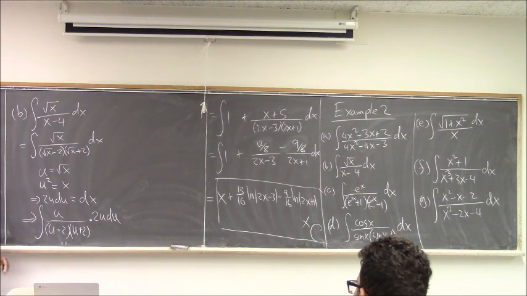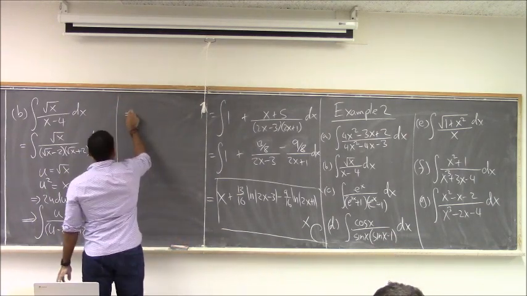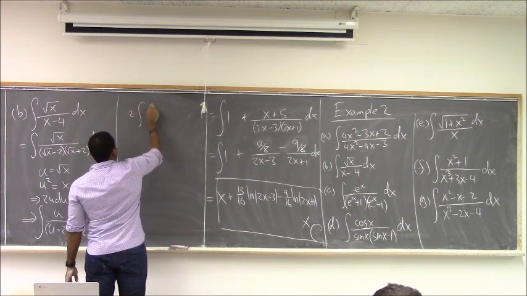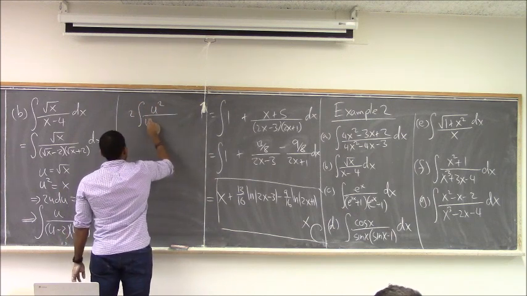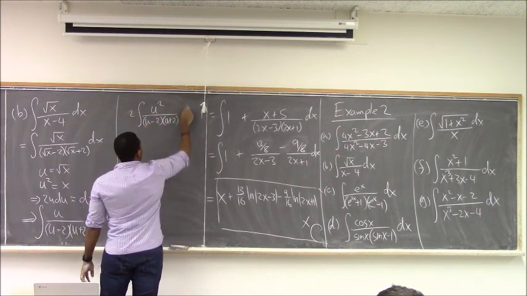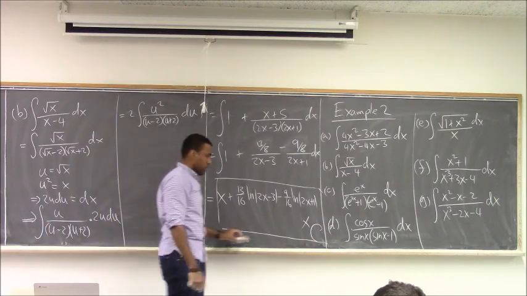So substitution. So what happens here? So this is a 2u squared over u minus 2 times u plus 2. Where do we go from there?